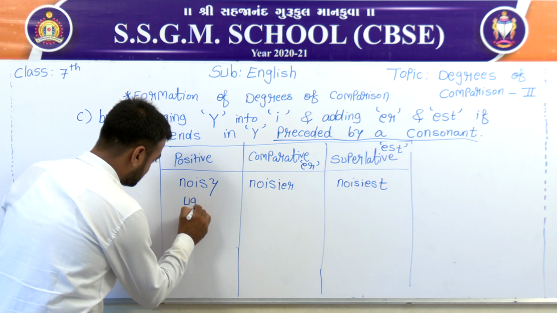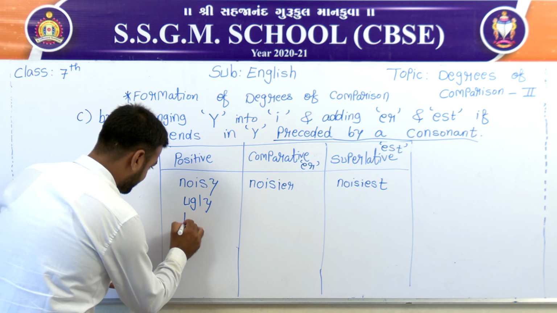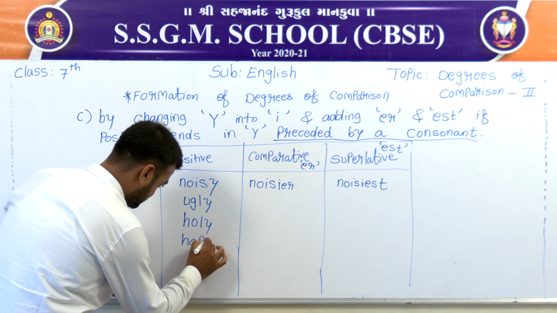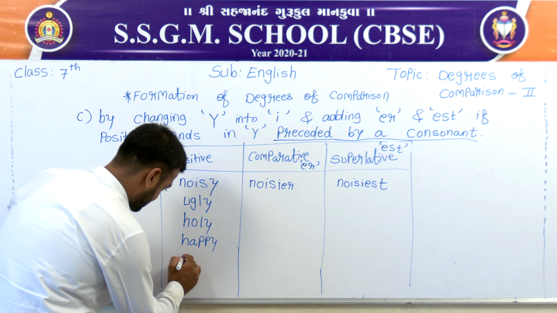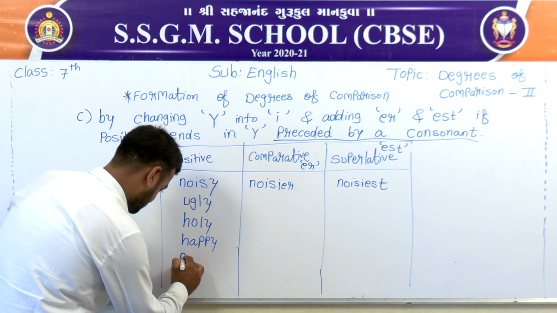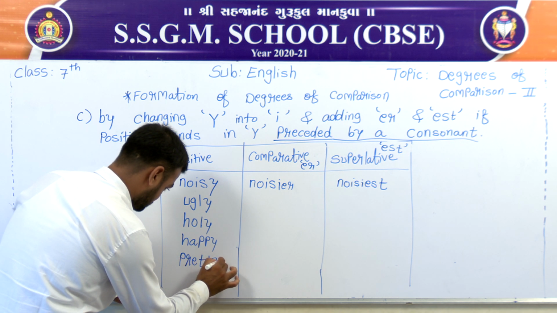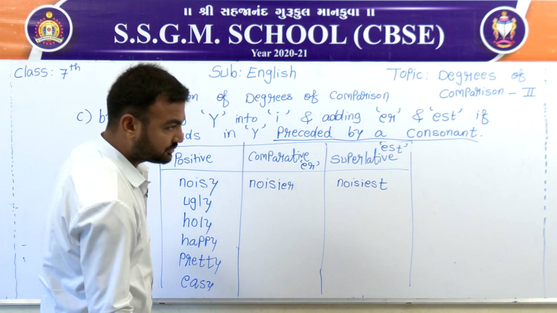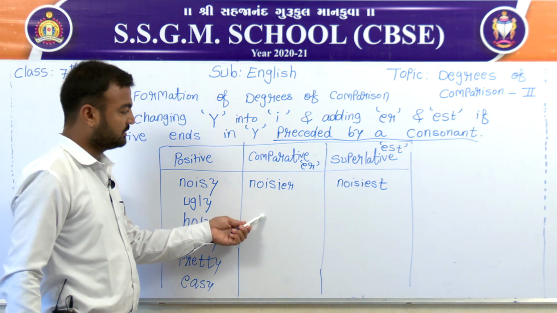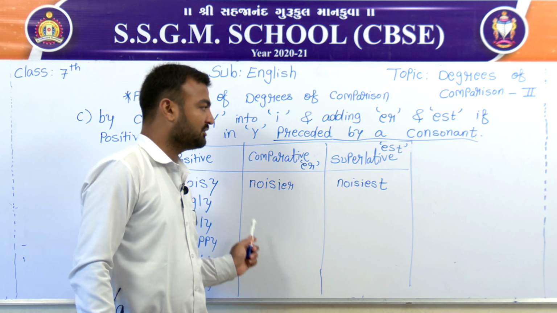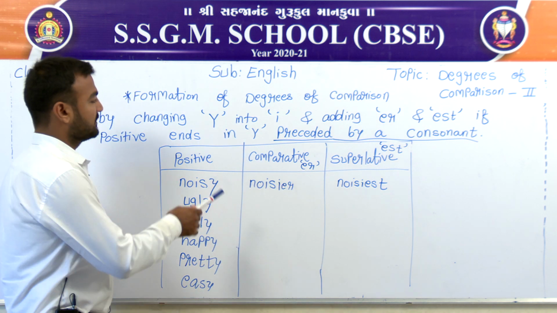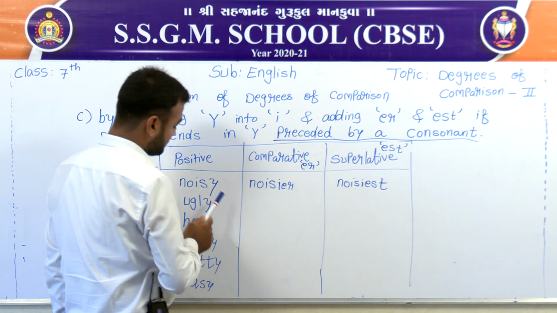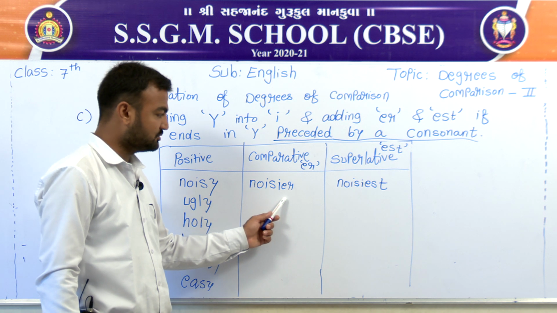Number 2 is ugly. Number 3 is holy. Number 4 is happy. Number 5 is pretty. Number 6 is easy. Okay. So what you have to do is fill all the comparative and superlative of this given table. Change y into i if y is preceded by a consonant. At that point of time, we have to change it to i.